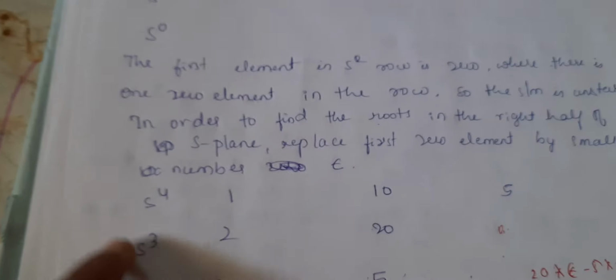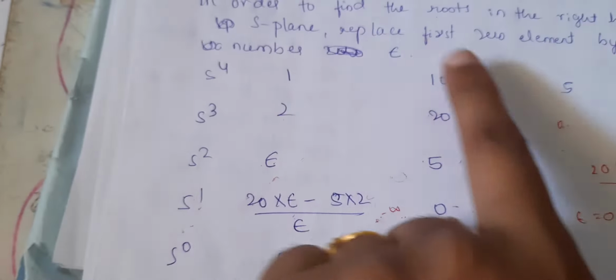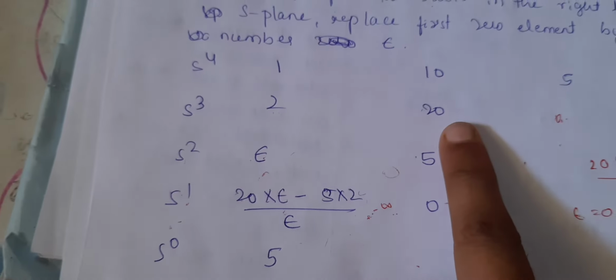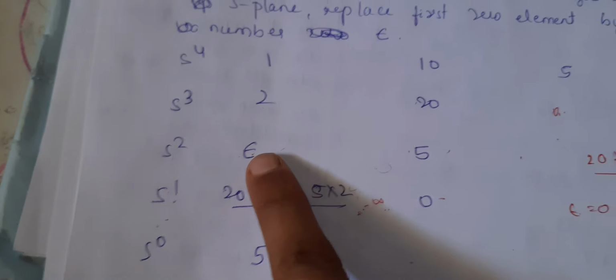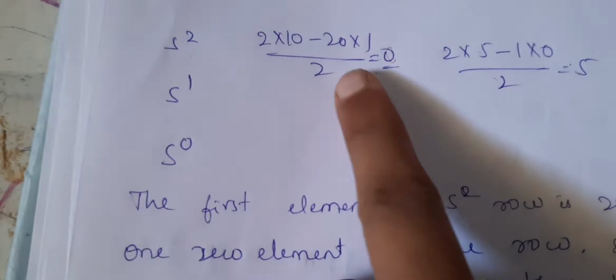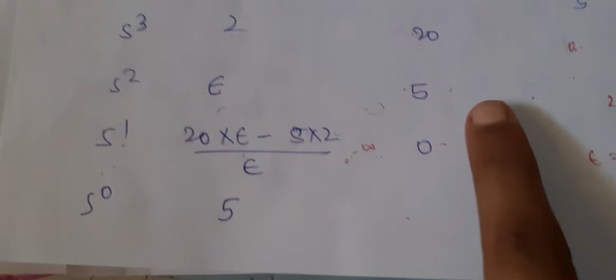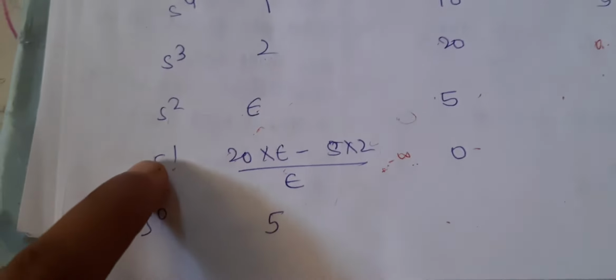So see here how it is. s^4 and s^3 rows are the same as before: 1, 10, 5 as it is, and 2, 20 as it is. In the s^2 row, in place of 0 we put epsilon, and 5 as it is.